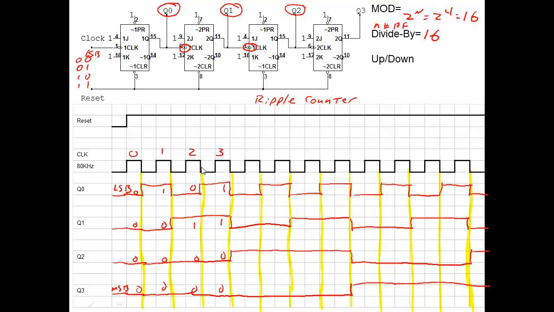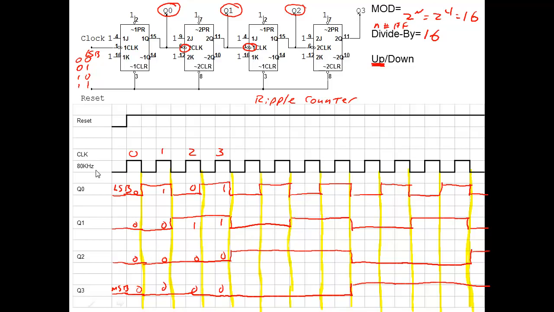So is this one counting up or is it counting down? Sure looks like it's counting up to me. It's getting higher for each one. And you'll see it goes, well, there 1, 2, 3. Next one will be 4, 5, 6, all the way up till we got to 15. So this one's a count up counter.